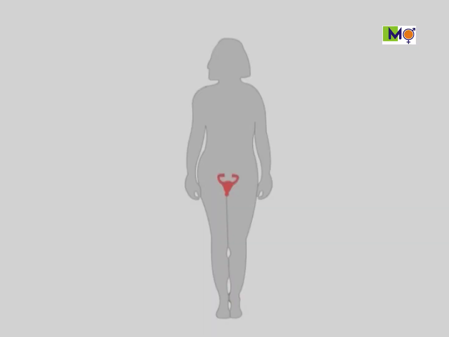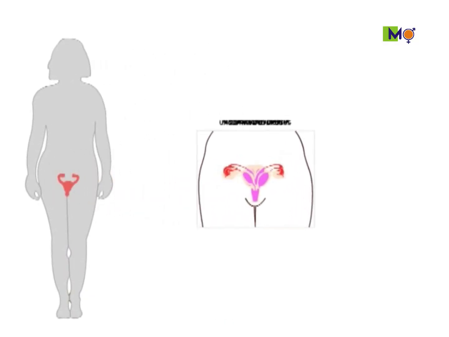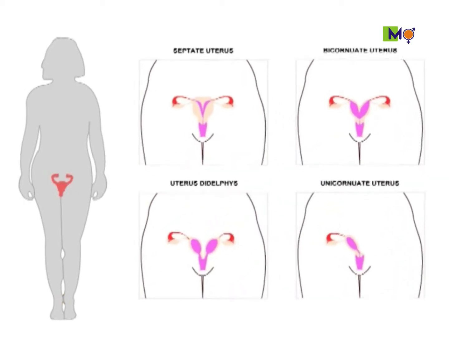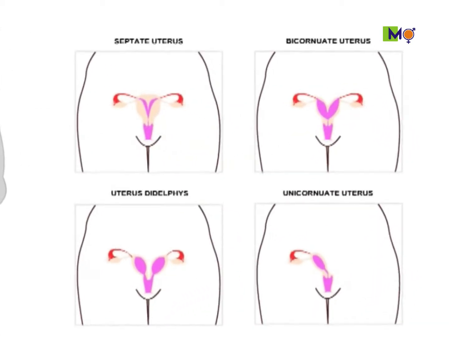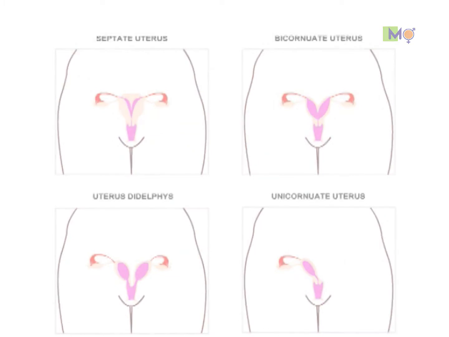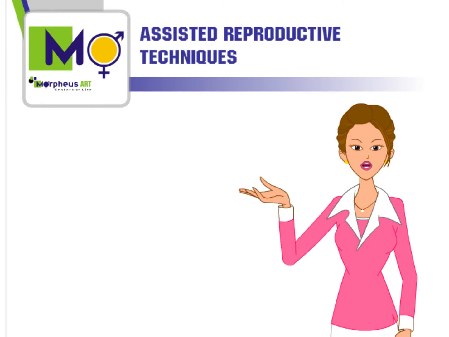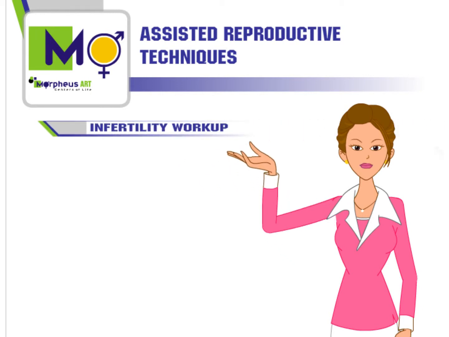Uterine anomalies. The various abnormalities of the womb, like presence of septum, presence of abnormal or double wombs, can lead to difficulty in getting pregnant and also cause higher incidence of miscarriage.